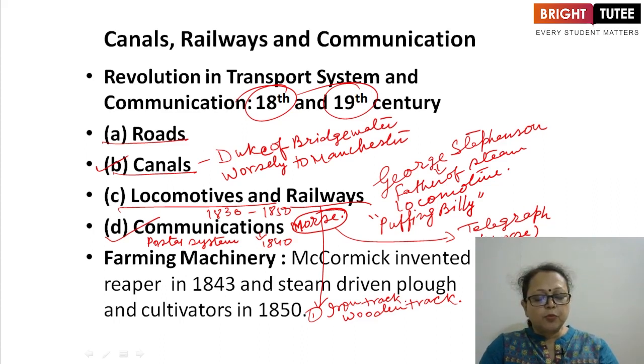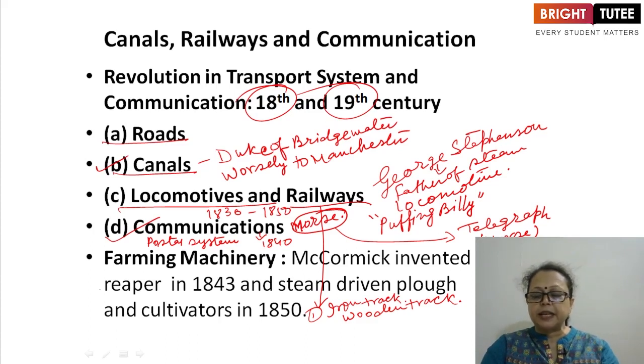First of all, Morse developed the telegraph system. Earlier, the penny postal system was started in England in the 1840s. In 1839, Morse developed communication by electricity. Then Bell introduced the telephone and Marconi invented wireless.